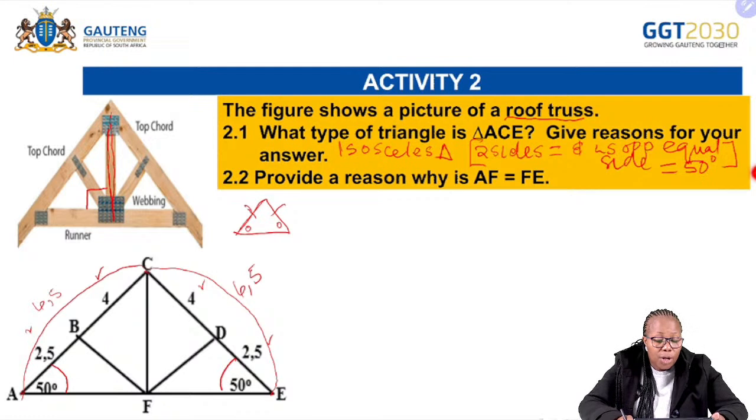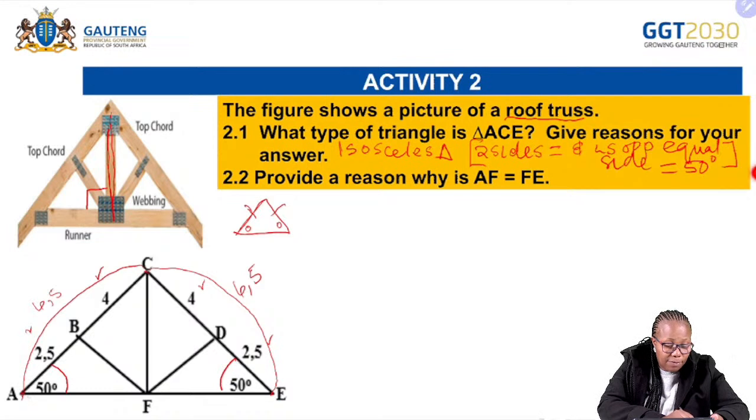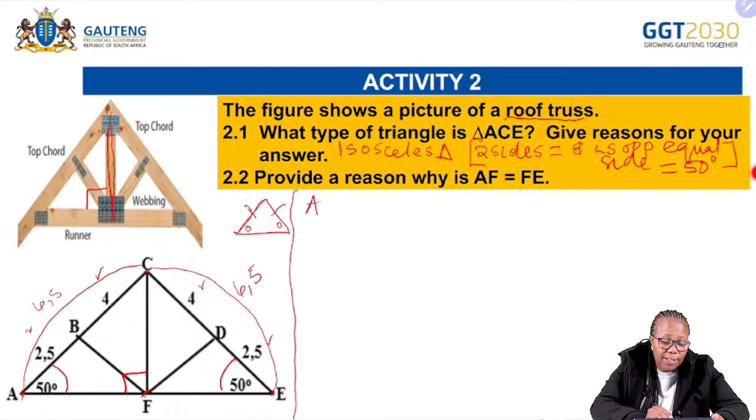Okay, and then provide a reason now. Why is line AF, starting from here to here, equal to the line FE? Remember, we have just indicated that if this is a roof truss, that means this is 90 degrees to that one. In these two triangles now, we have side AC, which is equal to side CE. We have just indicated that they are both equal to 6,5. That is given to us. And we have side CF, which is common to both triangles.